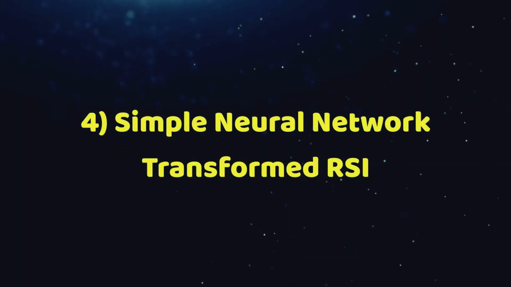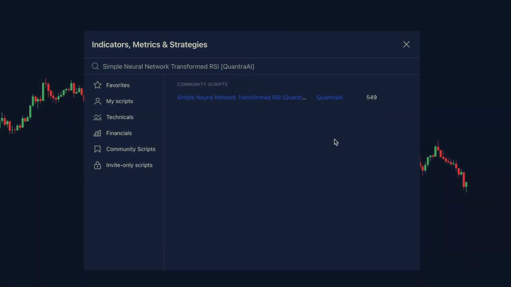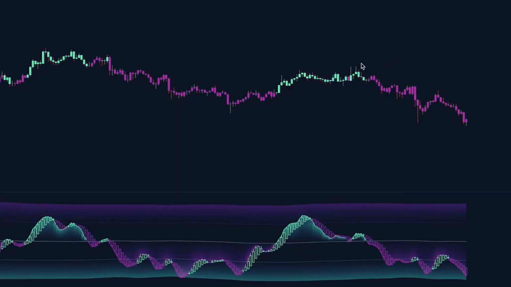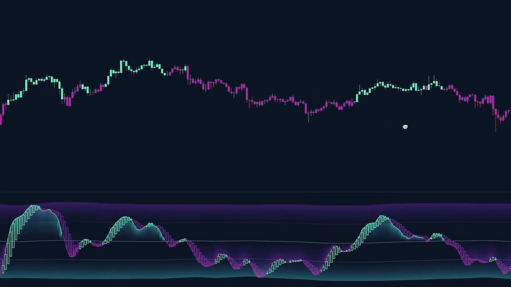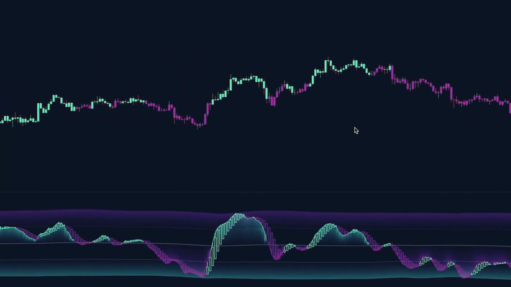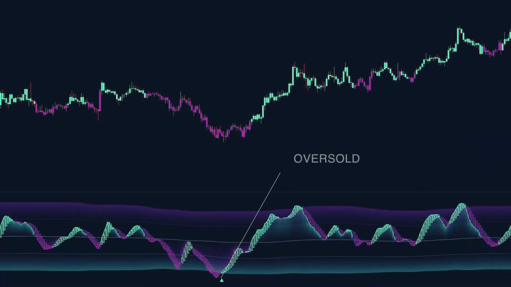The next indicator on my list. Well, here it is. Introducing the Simple Neural Network, Transformed RSI by Quantra AI. The Simple NNT RSI stands out as a powerful tool for traders who specialize in lower timeframe trading. It is an innovative modification of the traditional RSI readings with simple neural network smoothing techniques. This unique combination results in fairly accurate signals, tailored to swift market movements.